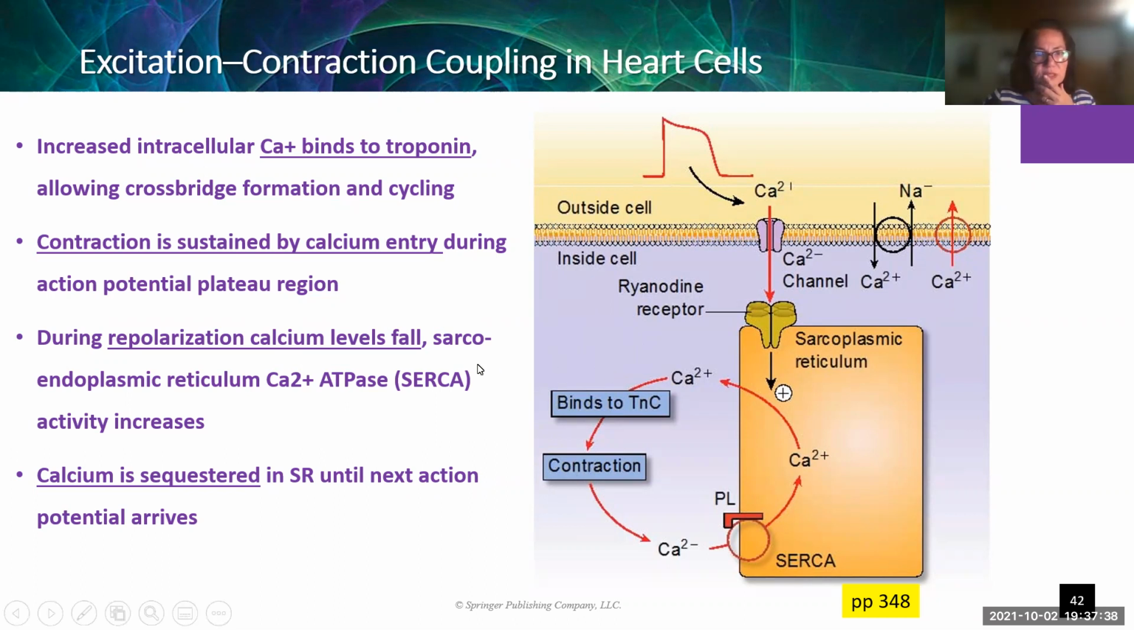And so we have these calcium pumps, the calcium ion ATPase. It's a pump that pumps the calcium back into this organelle. And so it's not available to bind to troponin and make the actin available. All right, so the calcium gets sequestered, gets put away in this sarcoplasmic reticulum until the next action potential. And then we do another contraction.